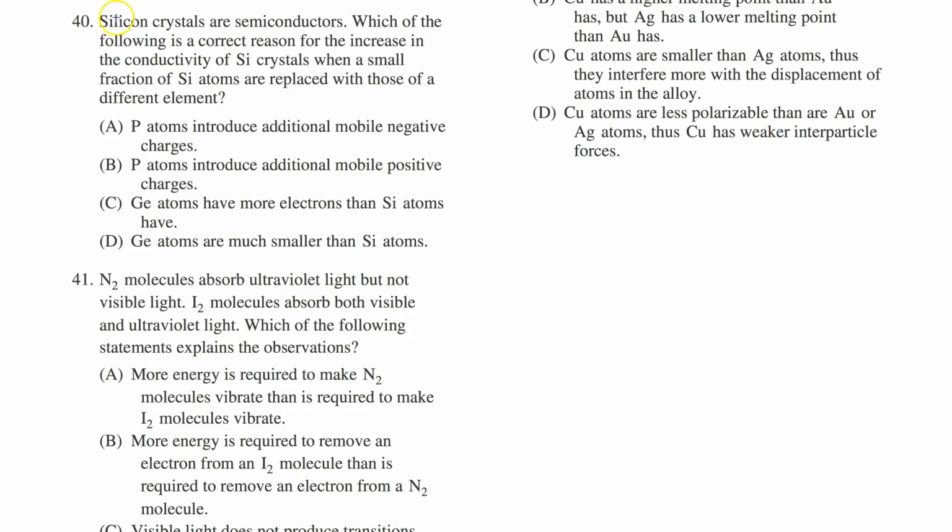Okay, so number 40, silicon crystals are semiconductors, and we should know that because they're metalloids or semimetals. They have properties of both metals and nonmetals, which means if you're in my class, we learned about gap theory. The gaps aren't so close that electrons can equally conduct, but the gaps aren't so far either. They're somewhere in between. So they're not great conductors, but not bad, if you want to talk about it that way. Which of the following is the correct reason for increases in the conductivity of silicon crystals when a small fraction of silicon atoms are replaced by a different element?